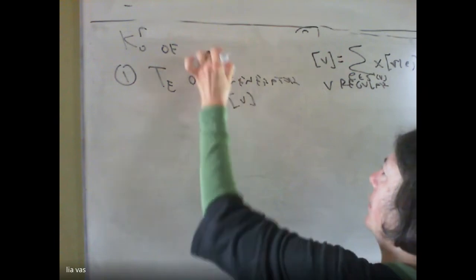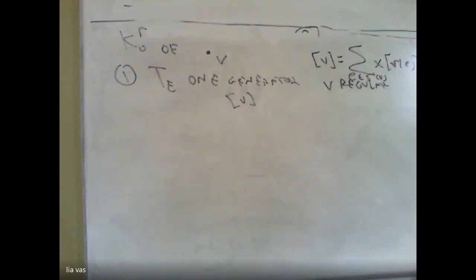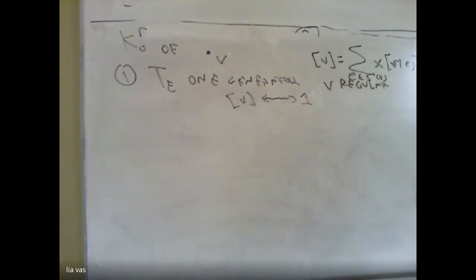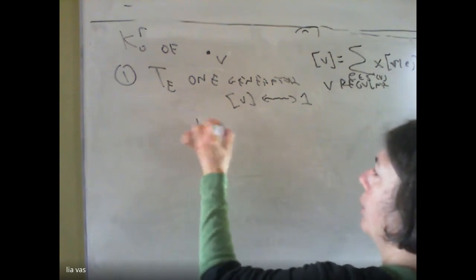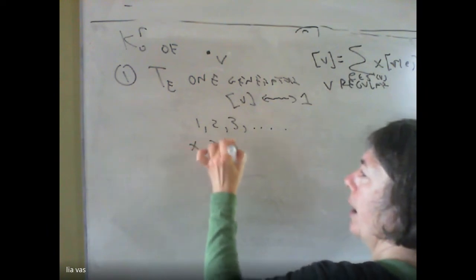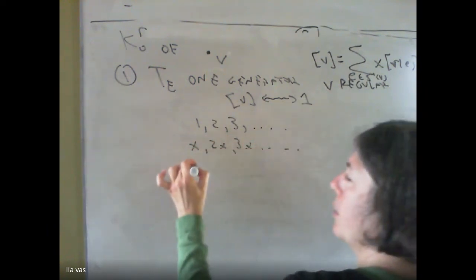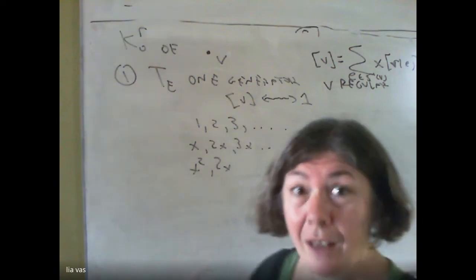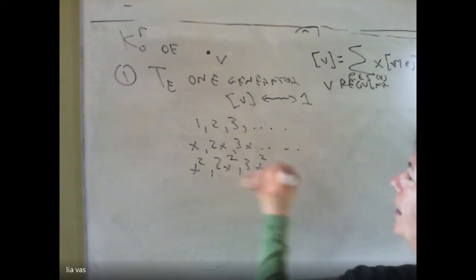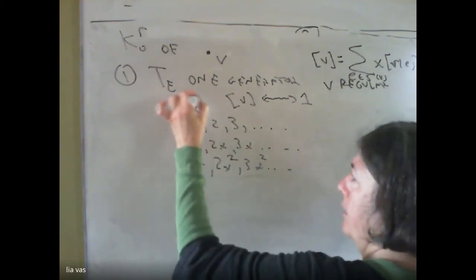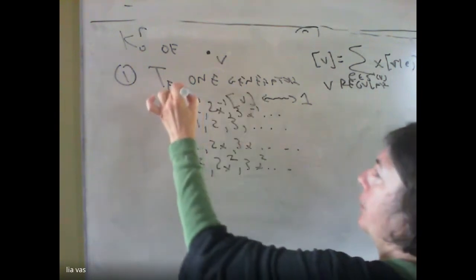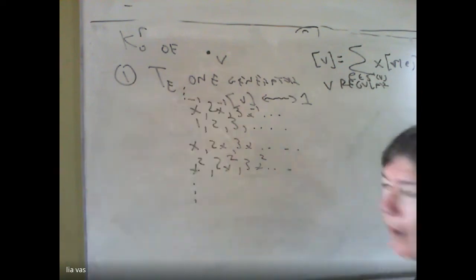Let's call it V. So if I have one generator, and if I'm thinking of it as some type of 1, what do I have here? I have 1, 2, 3, 4, and so on. But I also have x, 2x, 3x, and so on. And I also have x squared, right? Because I have this action by x. So I have all these things. And I also have negative powers. So this goes in all directions, right?